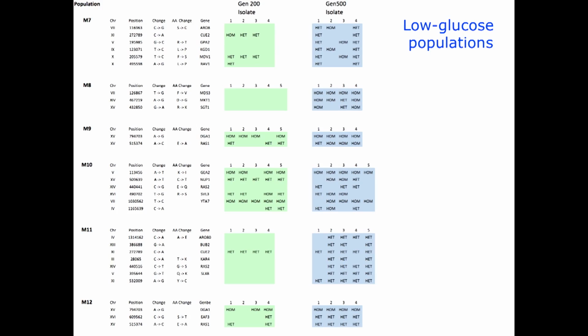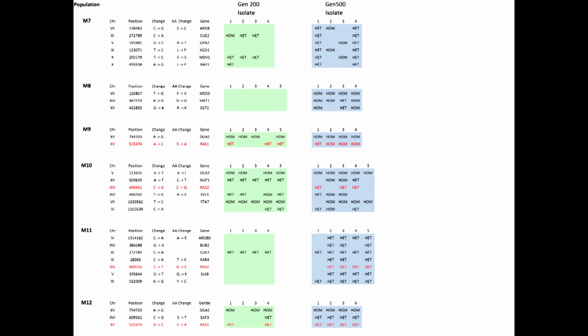So here are the low glucose populations, M7 through 12, same layout. A couple of things to note here. Look at all the mutations in RAS1 and RAS2. That has to do with sensing and control of cell division. We don't know exactly how, but it's a recurring theme. But there's a very powerful program of adaptation going on here.